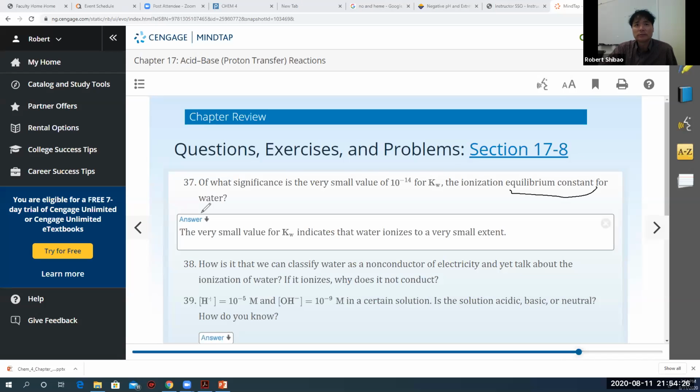That's what Kw is. The very small value for Kw indicates that water ionizes to a very small extent. So very few water molecules have enough energy to ionize. And we only get to about 10 to the minus 7 molar, a minuscule amount of H plus and OH minus, at room temperature.